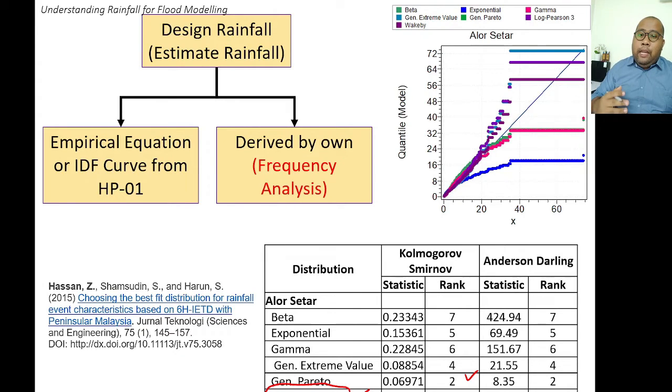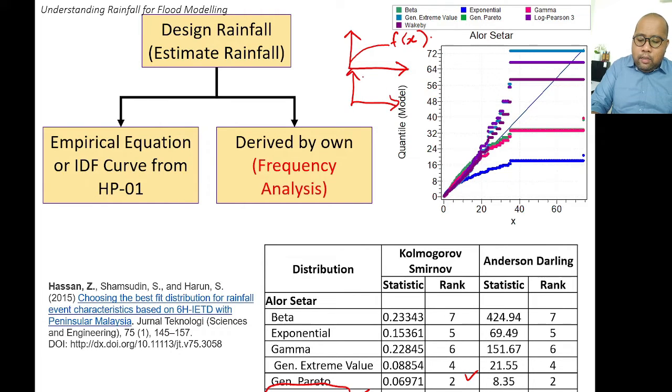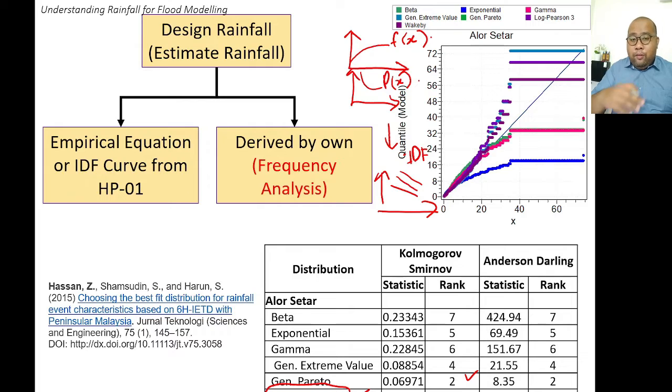After we obtain this result, you can get their functions and also their probability. This one you need to check back, I'm afraid this graph is inverted. And then after using some concepts, you will get the IDF curve. So this is how we derive it on our own.